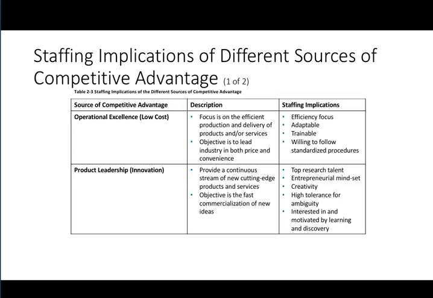Alternatively, you've got innovation strategy, which is looking at streams of cutting-edge ideas, fast commercialization of new ideas. And so what we want there is we want to look for top research talent. We want people with creativity and tolerance for ambiguity, people who are self-motivated with an entrepreneurial mindset. And these are the staffing implications.